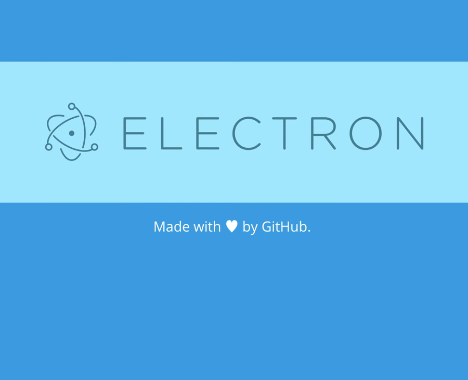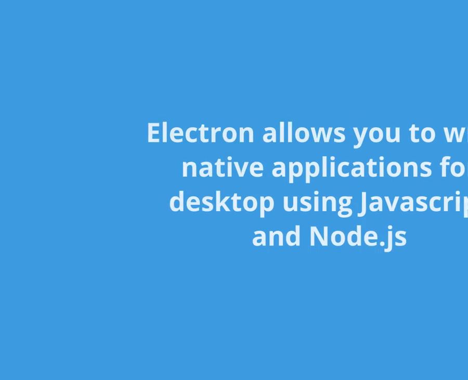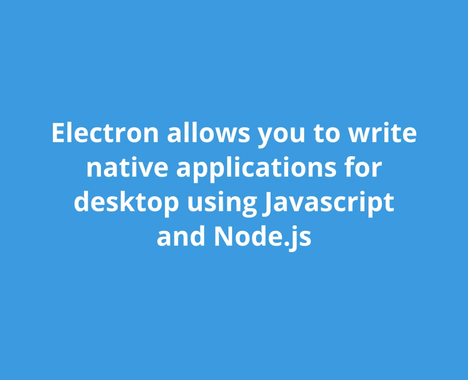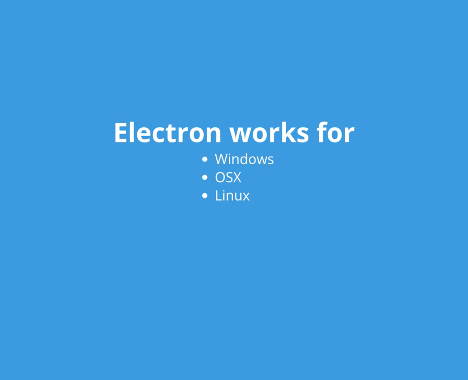So Electron was made by GitHub. They made it in their effort to create their editor, Atom, and it was a great gift to the community as it has dramatically simplified the process of creating native desktop applications. It does that by using JavaScript and Node.js. The executables that Electron can produce will work for Windows, OS X, and Linux, so pretty much everything is covered.